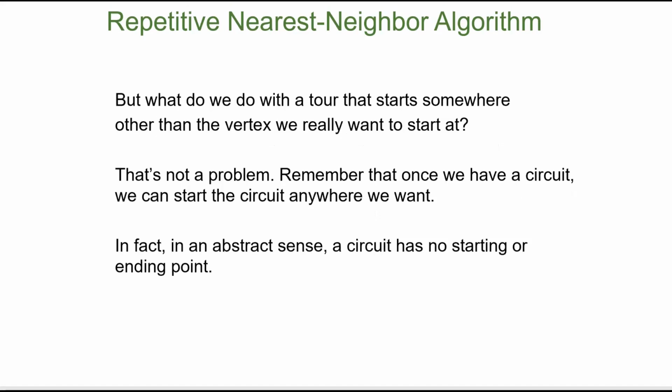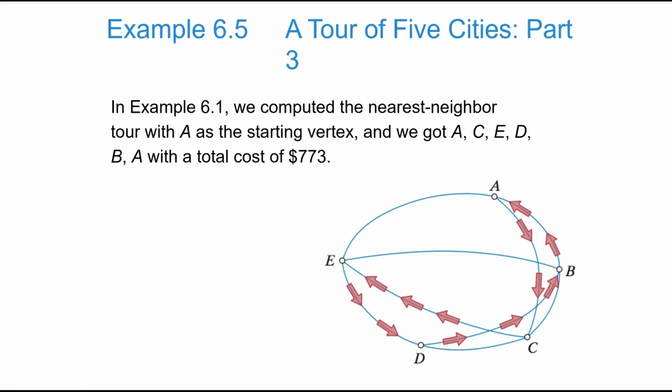So what do we do with a tour that starts somewhere other than the vertex we really want to start at? It's not really a problem because remember that in an abstract sense, you're starting where you end. And so really there is no start and end in a circuit. I know, mind blown.